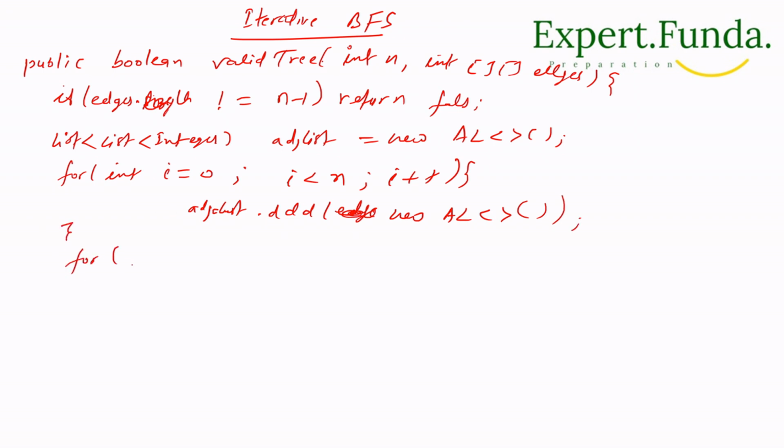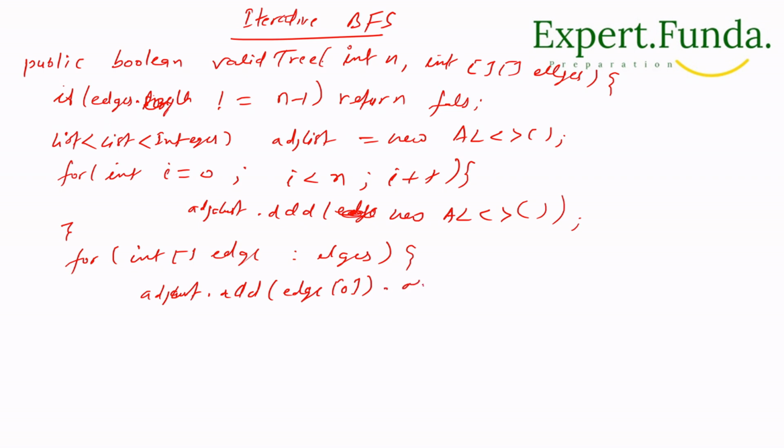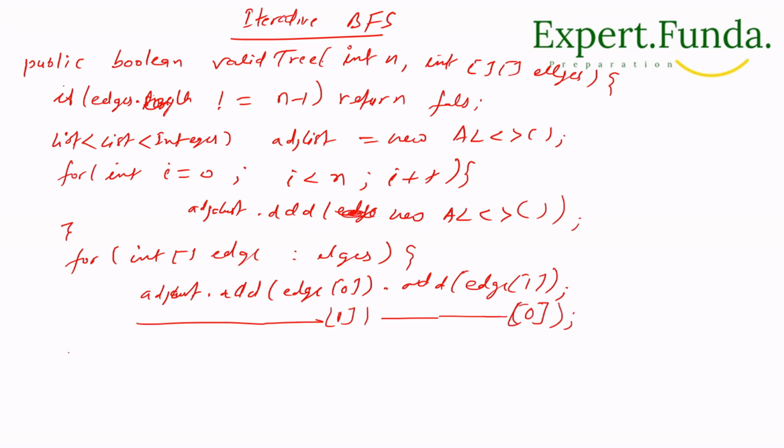Now we have to add all the values here. We'll take one edge at a time from the edges, and add to the adjacency list: adjacencyList.get(edge[0]).add(edge[1]). We have 2 pairs for all. Similarly, adjacencyList.get(edge[1]).add(edge[0]), and that's all. Okay, so our adjacency list is done, right.